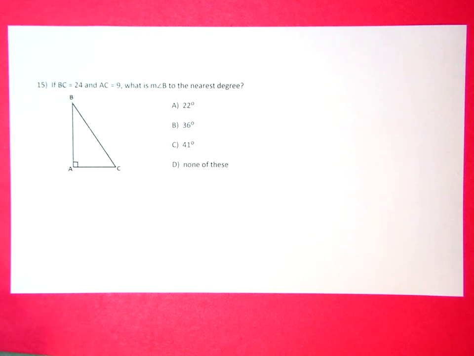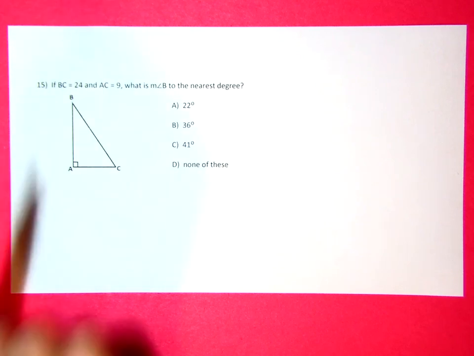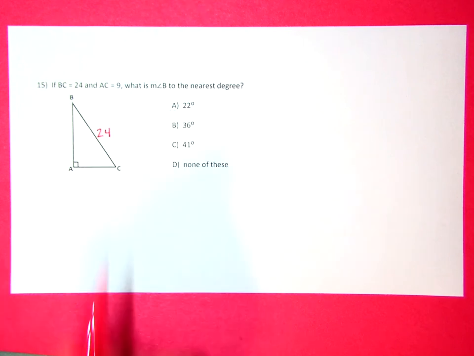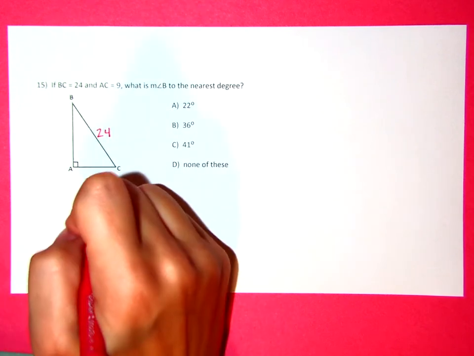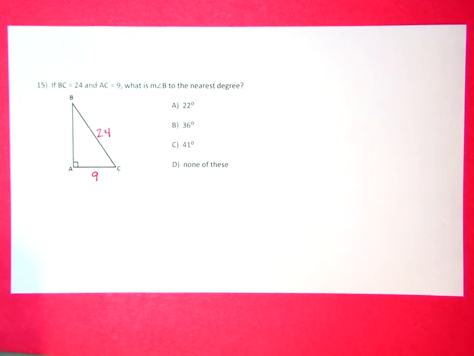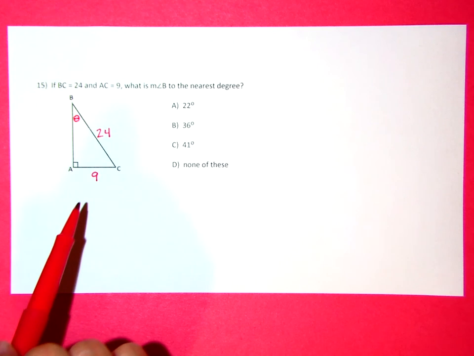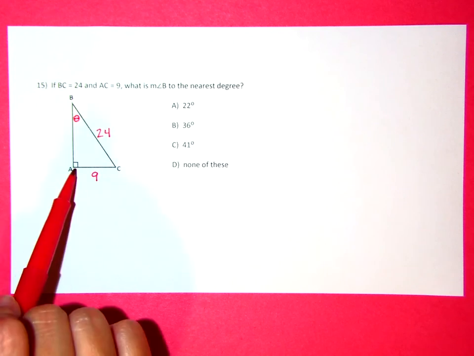This is number 15. And basically we've been given information. It says if BC here is 24 and AC is 9, so we got our two measures, we're trying to find the measure of angle B to the nearest degree. We're going to put our theta in there. Theta is just a Greek symbol, or a Greek letter actually, and we use it as a symbol to solve here. What you want to look at is we've got a right triangle.